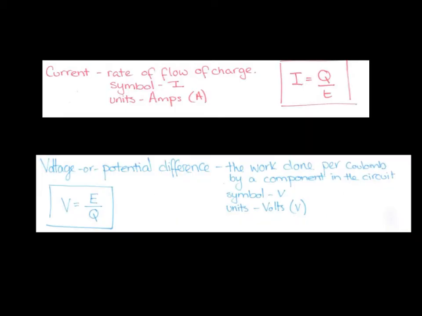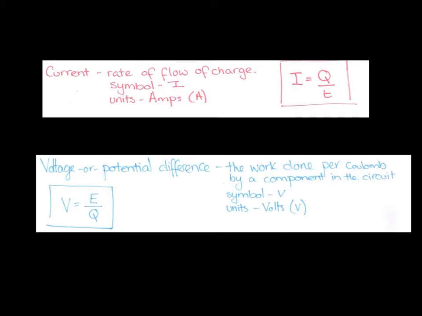So here we have our definitions and our equations for current and voltage. So current is the rate of flow of charge. The symbol for current is I, and current is measured in amps, and the symbol for amps as a unit is a capital A. And you can see here we've got our equation that current equals charge over time, so the rate of flow of charge.